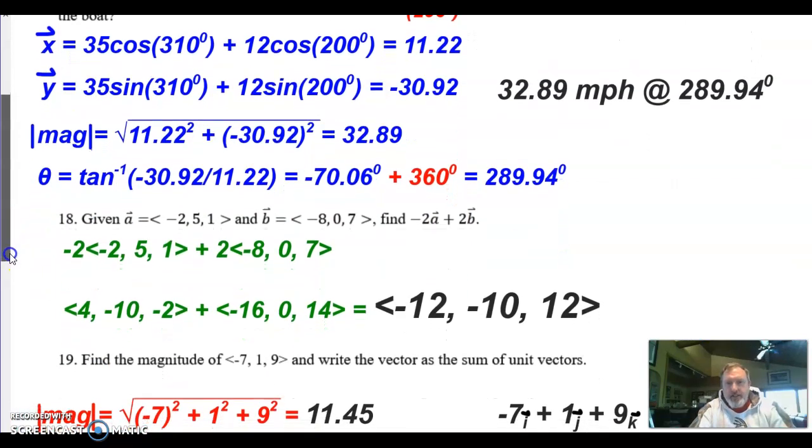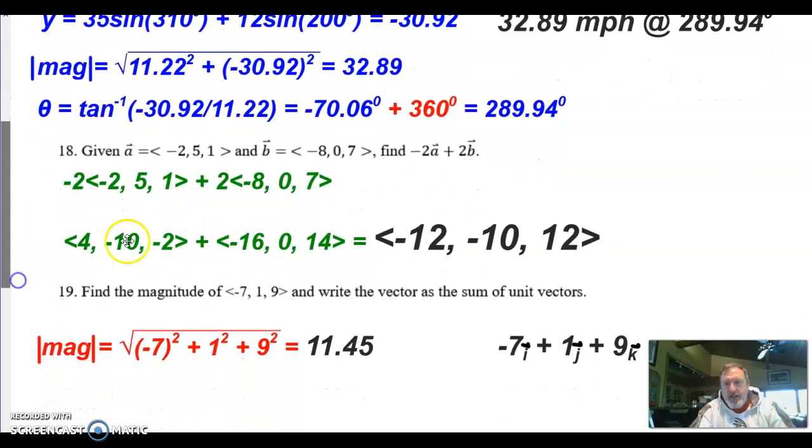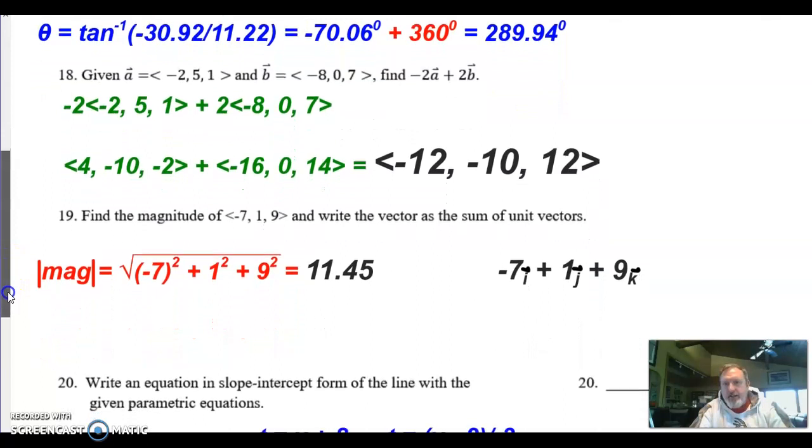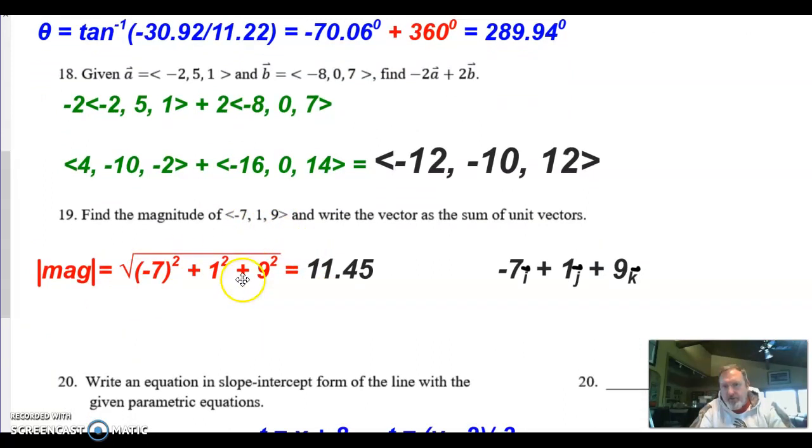Okay, number 18. We got a and b, and again we want to find negative 2a plus 2b, so I'll multiply this one by negative 2, multiply this one here by 2, and I'm going to add those together, and here is my resultant. Very similar to the quiz again. 19, the magnitude, so we square all three of these, take the square root, 11.45, and then here we have our unit vector, i, j, and k, so negative 7i, 1j, 9k.